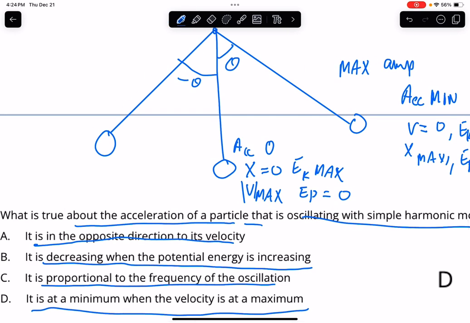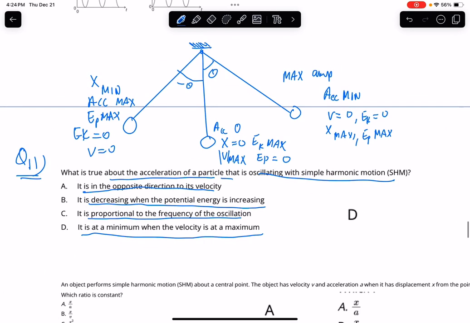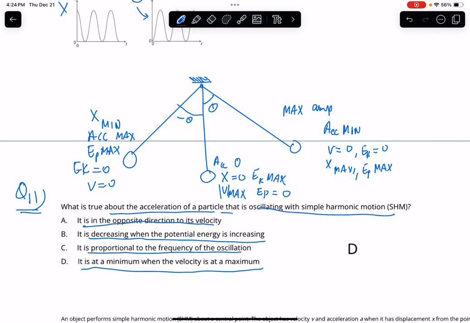In the left amplitude, our x displacement is at a minimum and the acceleration is at a maximum. Because you have the maximum height, the potential energy is at a maximum. The kinetic energy is 0 because the velocity at this point is 0. So when you do these questions, you will know all of these things.